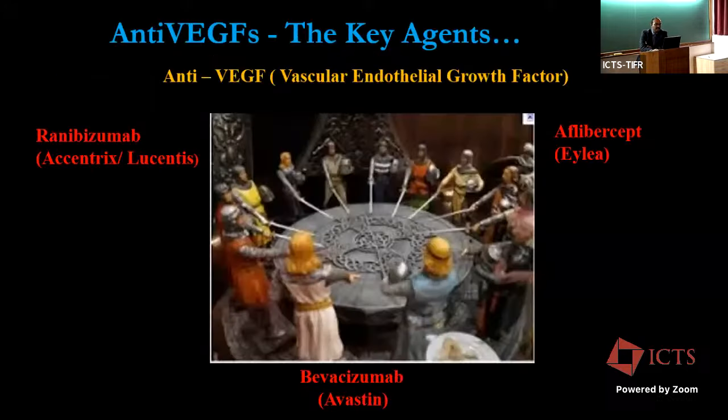So these are the 3 agents: ranibizumab, proprietarily Accentrix in India, Lucentis outside India; aflibercept, Eylea; and bevacizumab, Avastin.